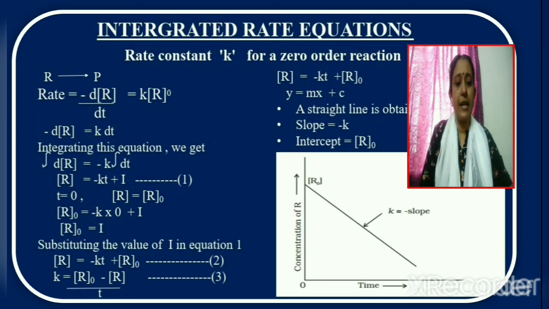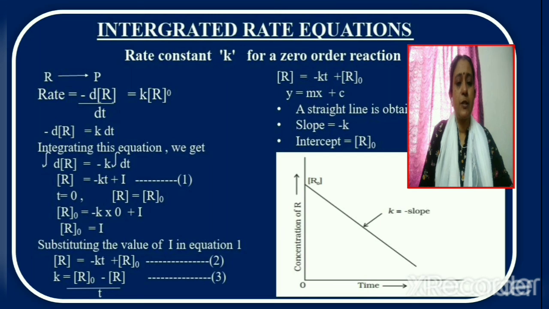We have to integrate this equation. On integrating this equation, we will be able to get the relationship between the concentration of the reactant at different times and the rate constant K. So when we integrate the equation, that is integral dR is equal to minus K integral dt, we get R is equal to minus Kt plus I. Here I is the constant of integration.